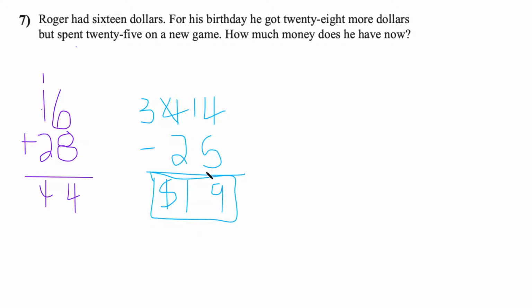So Roger started out with $16, got 28 more for his birthday, which led him to have $44 total. However, he wanted the new Mario game, so he spent 25 of his $44, and now he has $19 left over. So that's your answer.